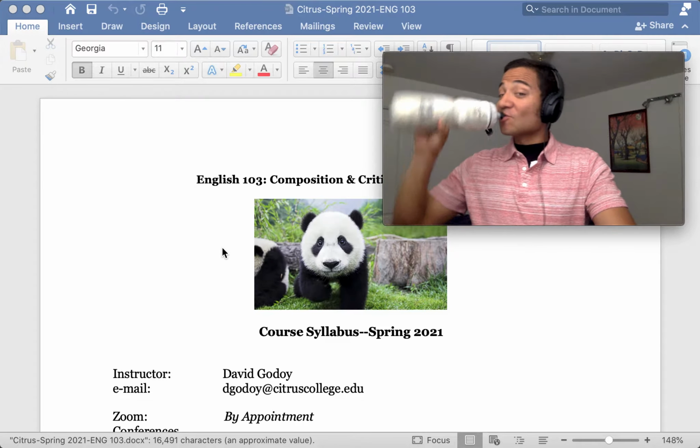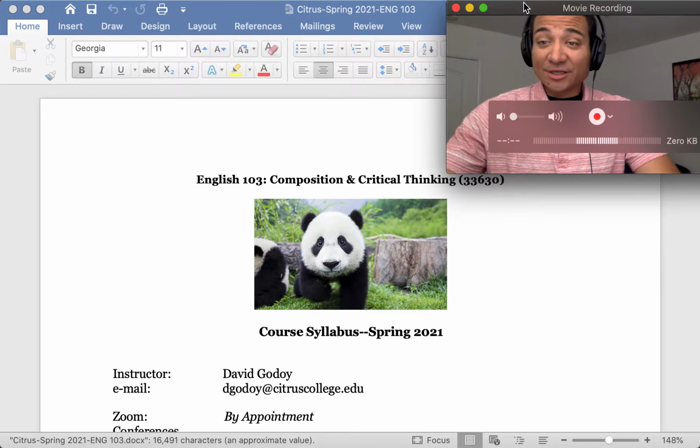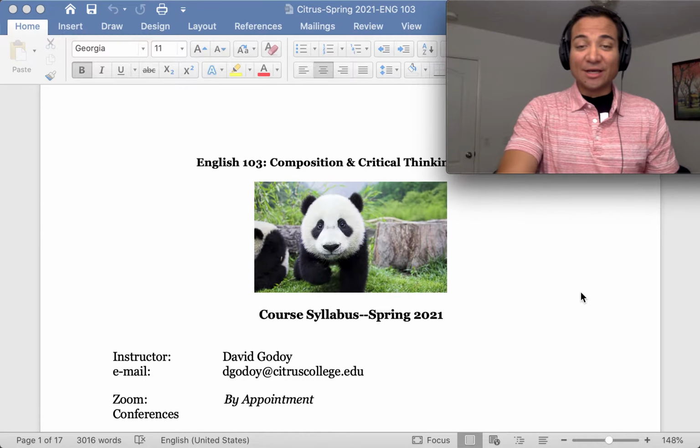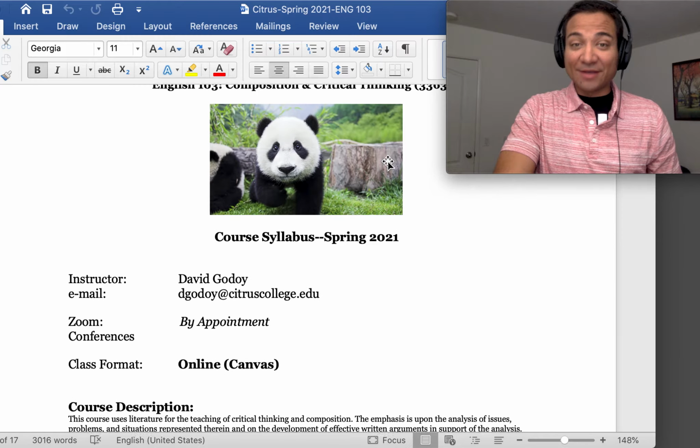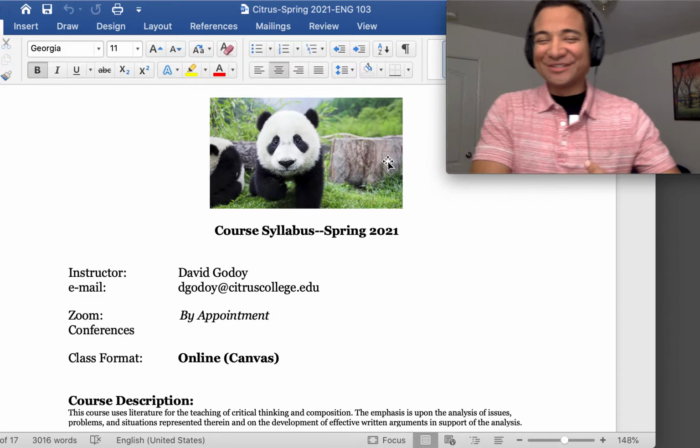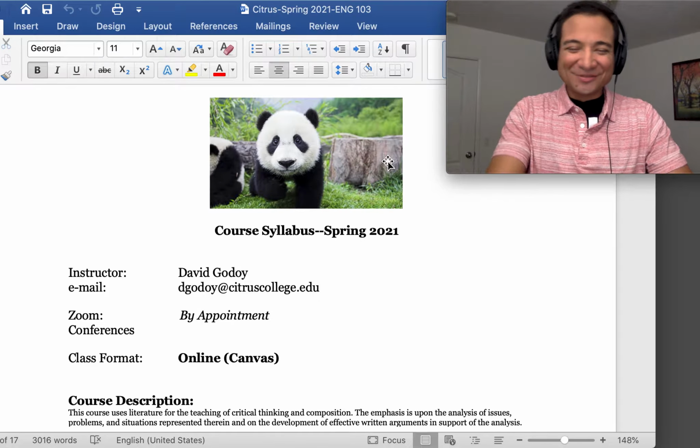All right. The first page is just logistical details. Welcome to 103, my friends. There's my favorite animal, the panda. What's your guys' favorite animal? Please type it in the chat and let me know.